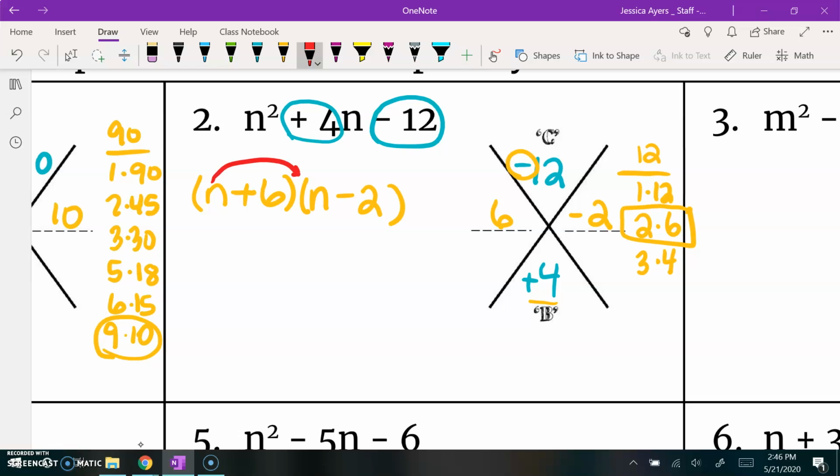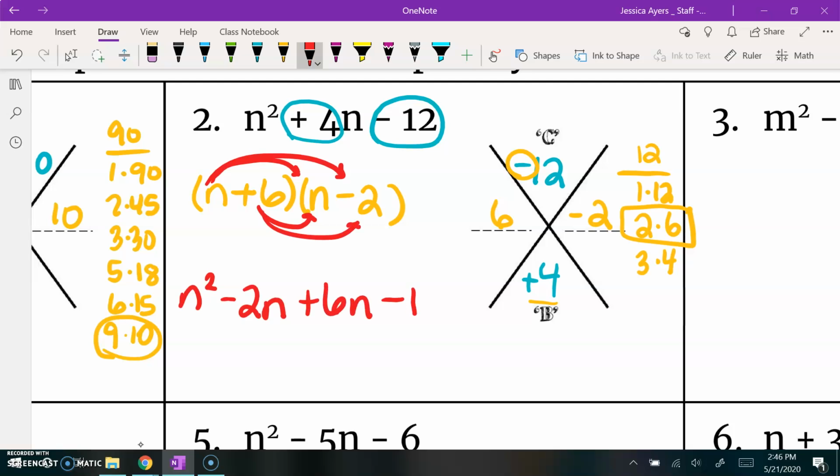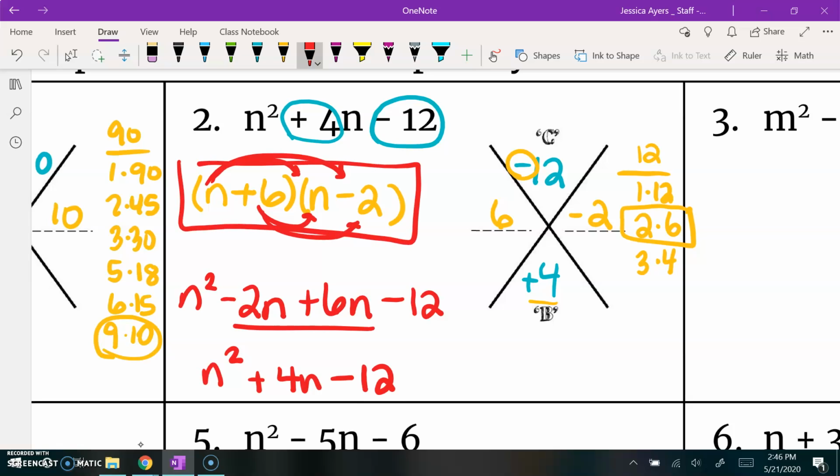So we just write it in, n plus 6 times n minus 2. Checking it back, we have n squared minus 2n and 6n minus 12. Combining our middles, we get n squared plus 4n minus 12, which means that our answer is indeed correct.